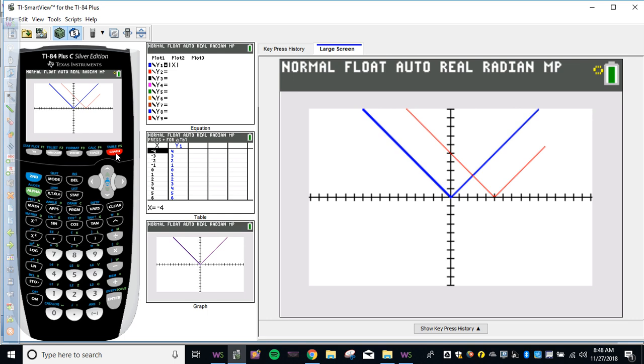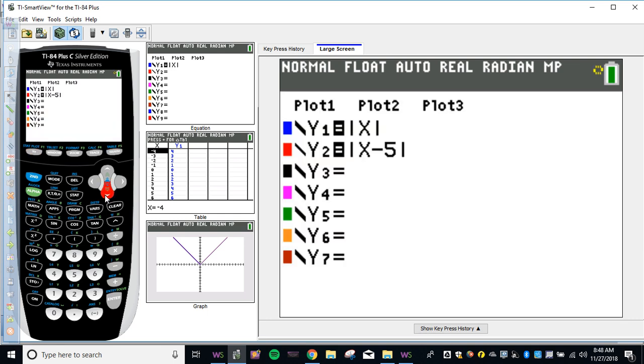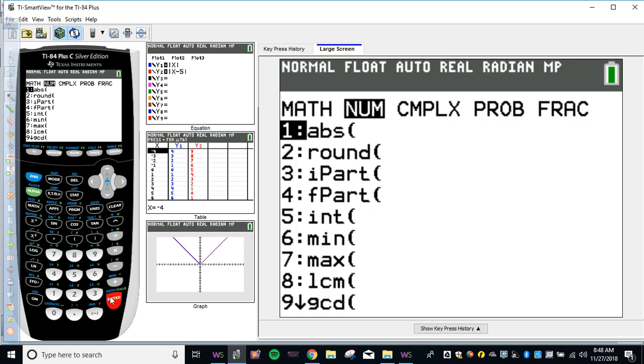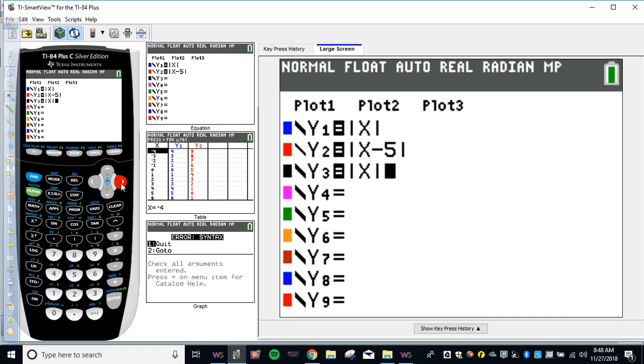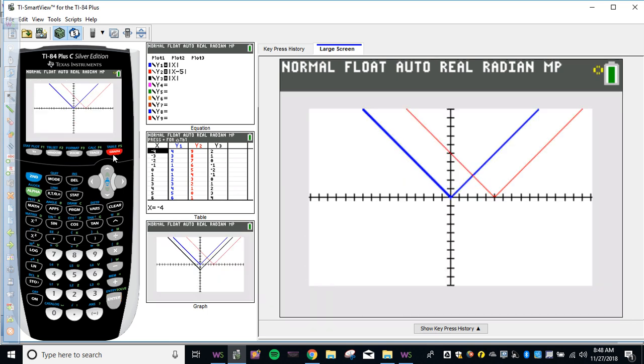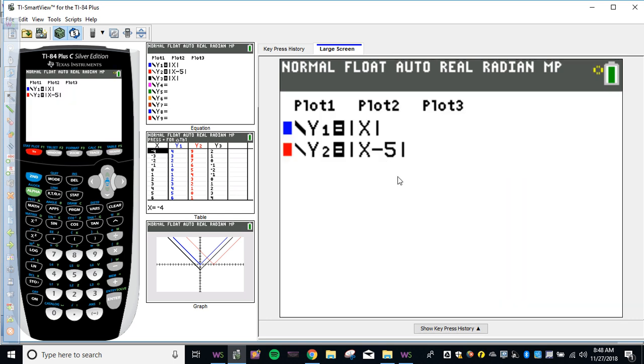It's up or down, so if we add it like this, the black one is going to be down. You make it up or down, left or right by the numbers you put either inside or outside of the absolute value.